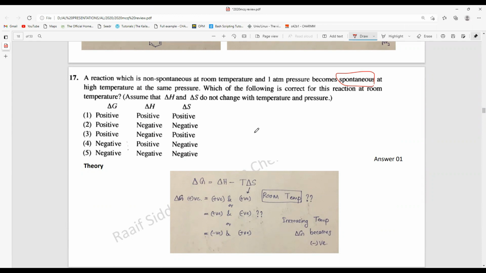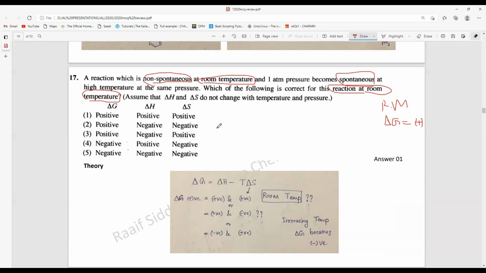The first thing you need to understand is that at room temperature the reaction is non-spontaneous. That is what they say. At room temperature, the reaction is non-spontaneous, which means its Gibbs free energy should be a positive value. And they're asking which of the following is correct for the reaction at room temperature. So they are asking the Gibbs free energy, enthalpy, and entropy values at room temperature.